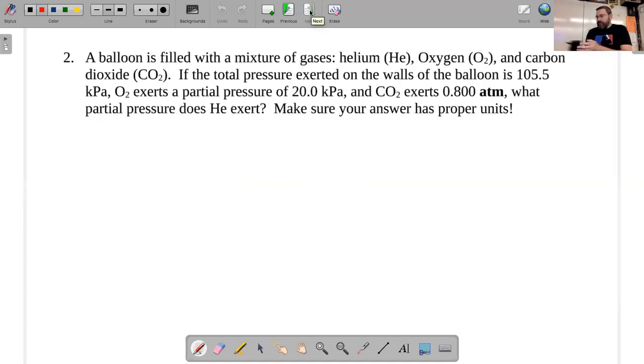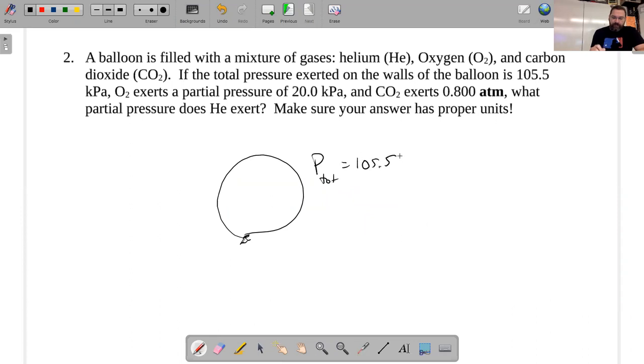The other example I wanted to do before I let you go, I've got a couple minutes left. You've got a balloon filled with different gases: helium, oxygen, and carbon dioxide. There's a total pressure that comes about as a result of the three different gases. The total pressure is 105.5 kilopascal. The gases that compose this mix include oxygen, which has a pressure of 20 kilopascal. CO2 has a pressure of 0.8 atmospheres.